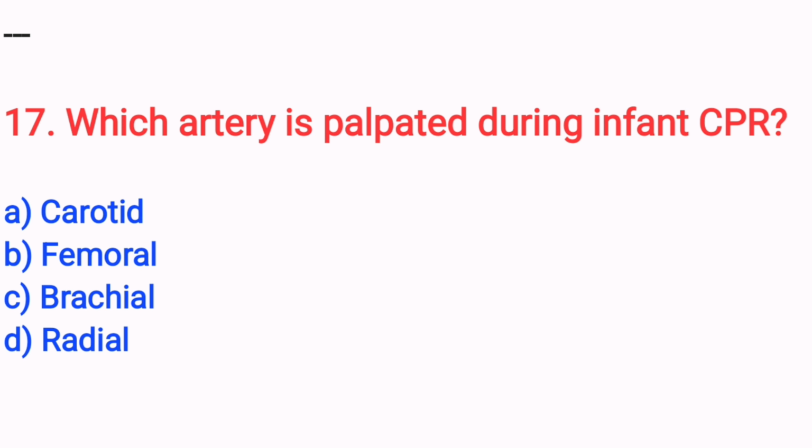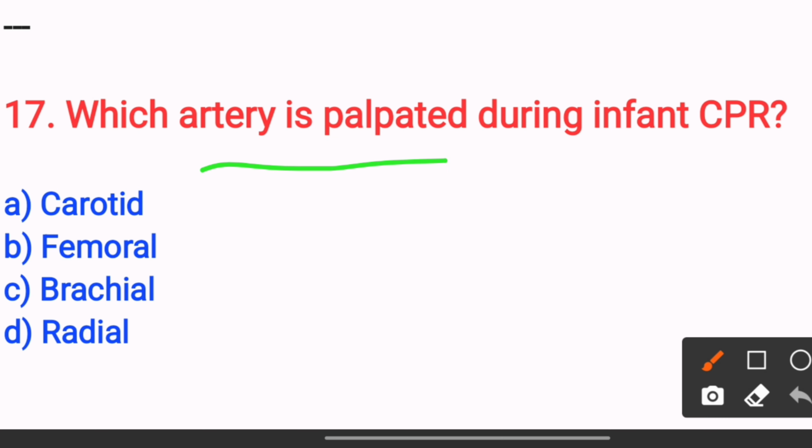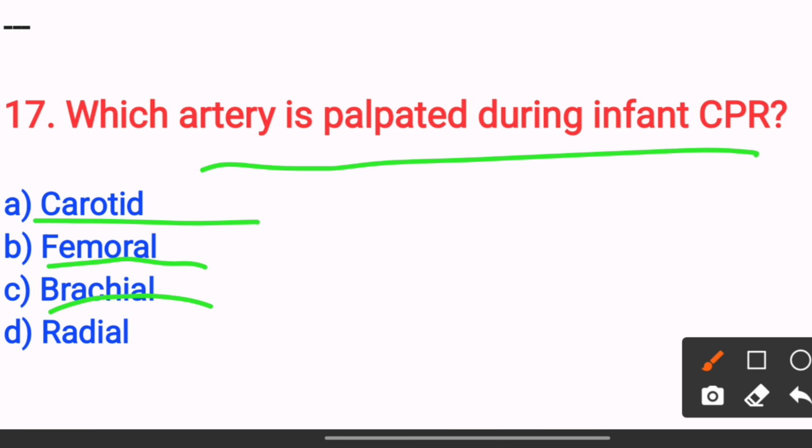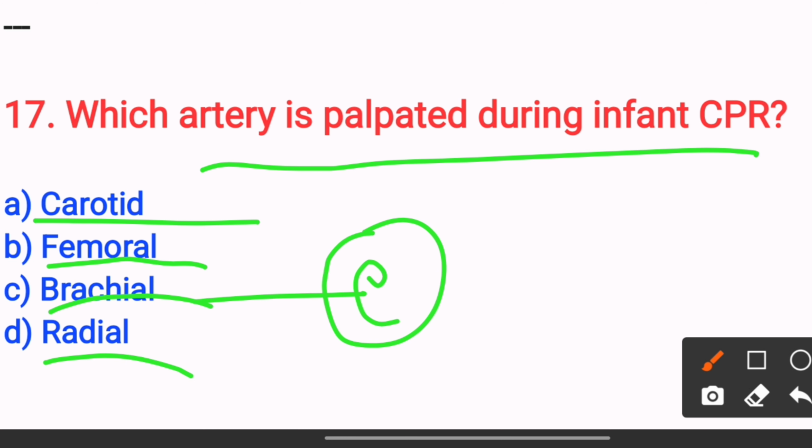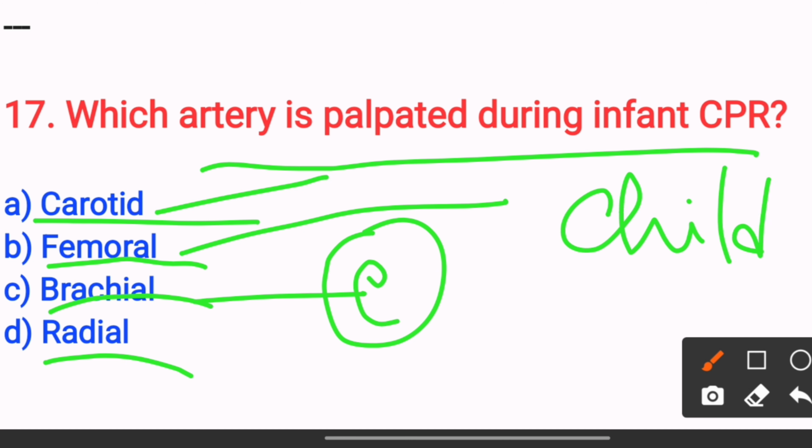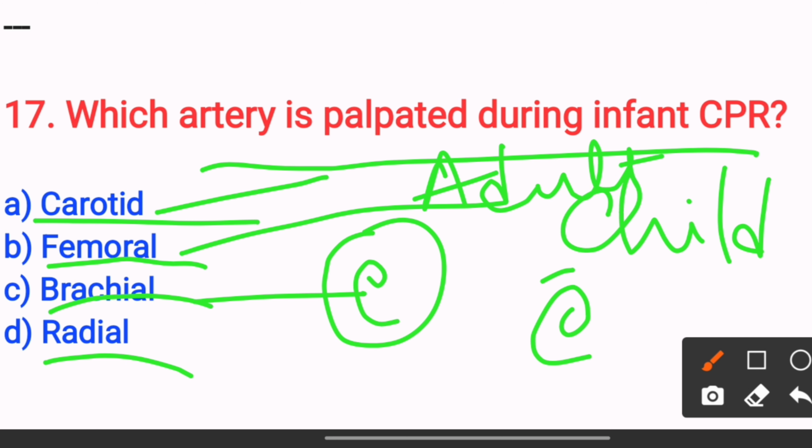Next, which artery is palpated during infant CPR? Option A carotid, option B femoral, option C brachial, option D radial. The answer is option C. For an infant palpate the brachial, for a child the femoral, and for an adult the carotid. So the answer is option C.